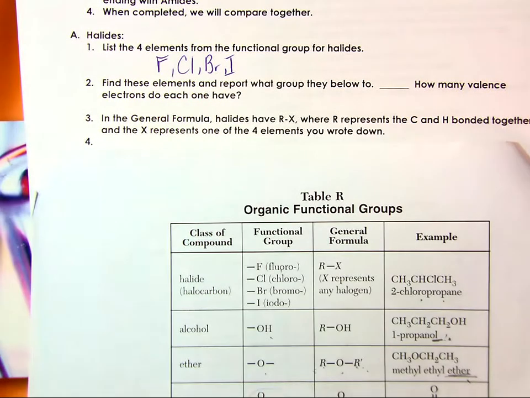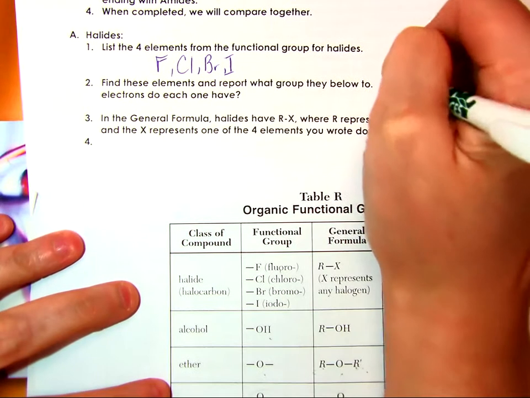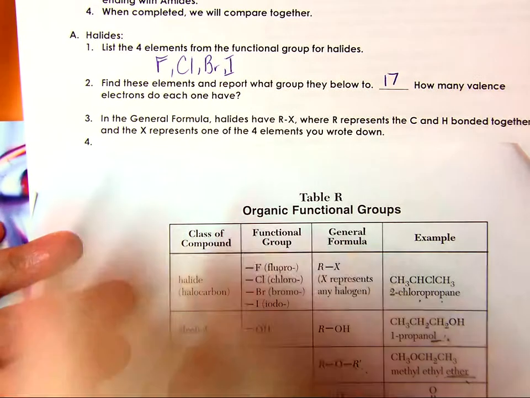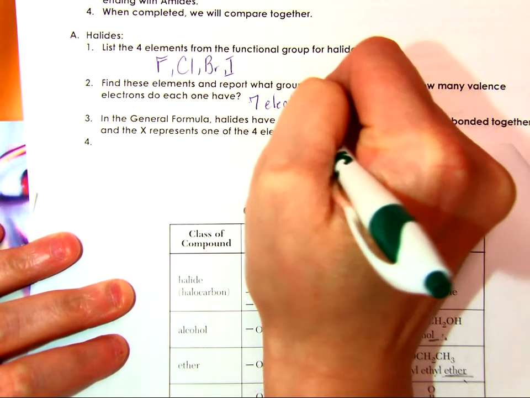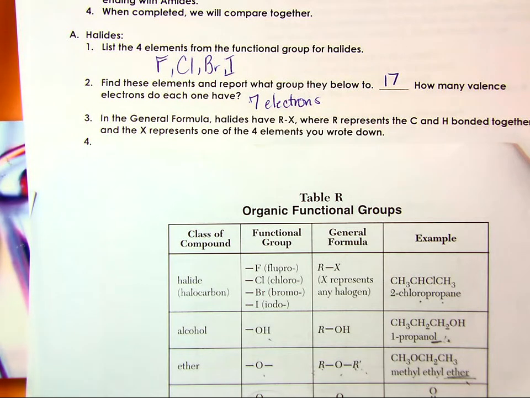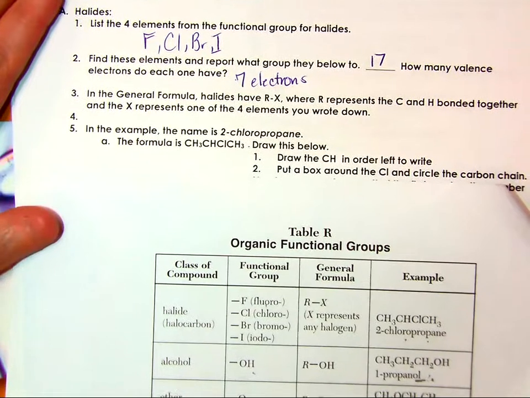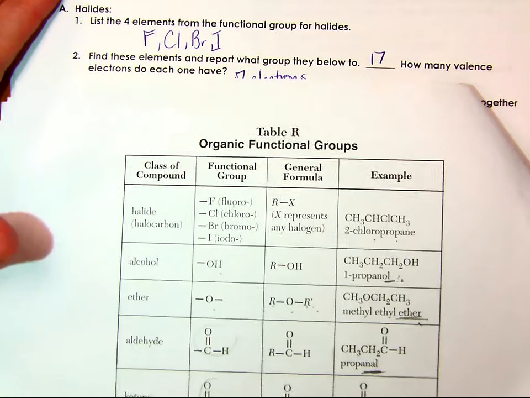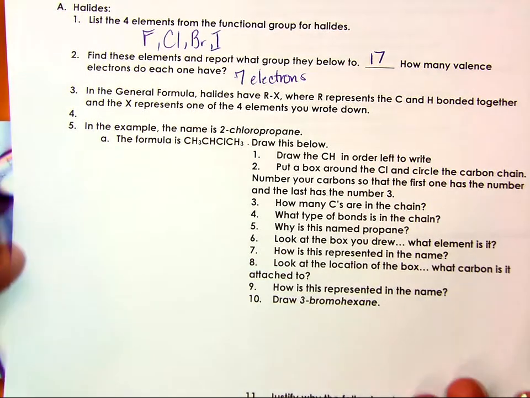And once you find these elements, we look at the periodic table, and it turns out they all belong to group 17. And we know that in group 17, we have 7 valence electrons. So in the general formula, when we're writing this to fit onto some hydrocarbon chain, that X is going to represent one of those 4 elements, wherever we put it. So looking at the example that's given in your Table R, let's break this down even further.